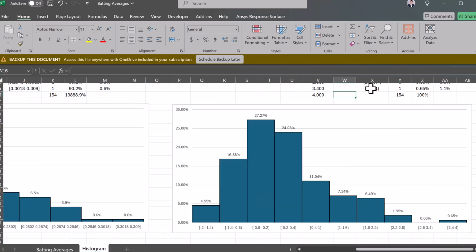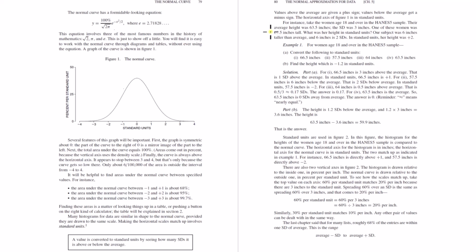That's it. Okay. And so here, what they do next is they reference from chapter 4 the Haynes 5 study, and it was the heights of women age 18 and over. They give some examples of data points, and you want to calculate that data point in standard units. It's just like what I just talked about, but at the end of the video we'll do a couple of examples to show this. Again, you already know how to do this. We did this in chapter 4.